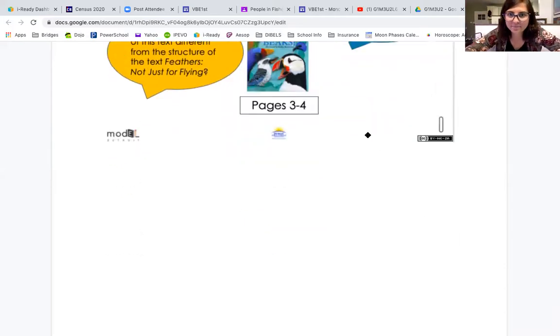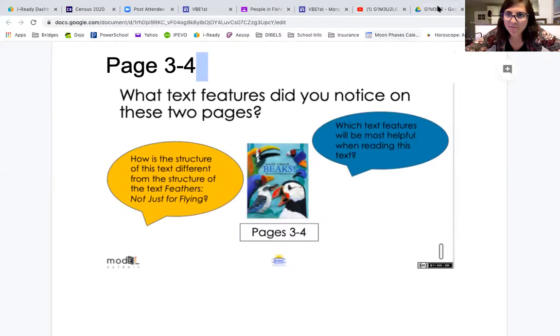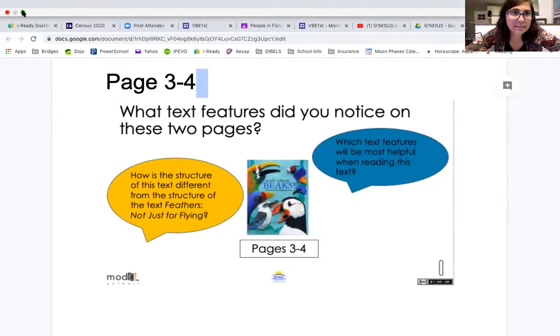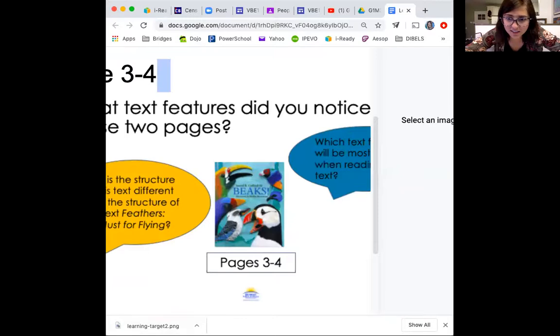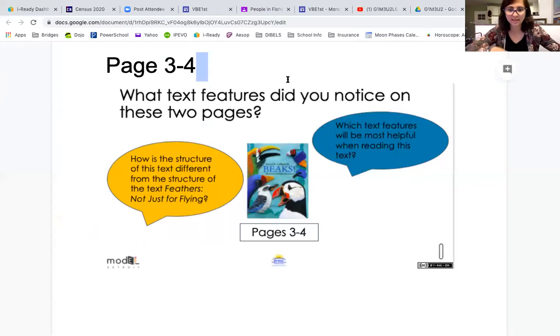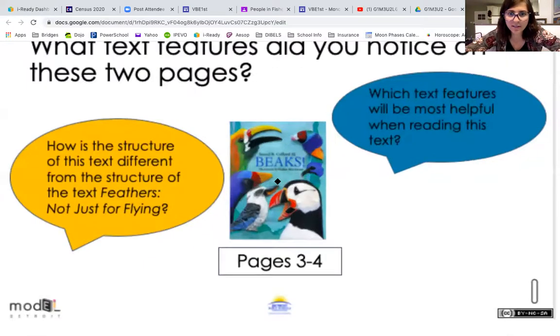So now, let me see. It's a little bit difficult navigating between, let's see. All right, so beaks. We're going to be looking at Beaks by Sneed B. Collard III.